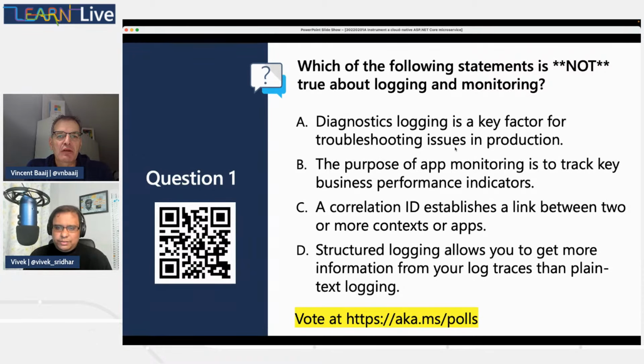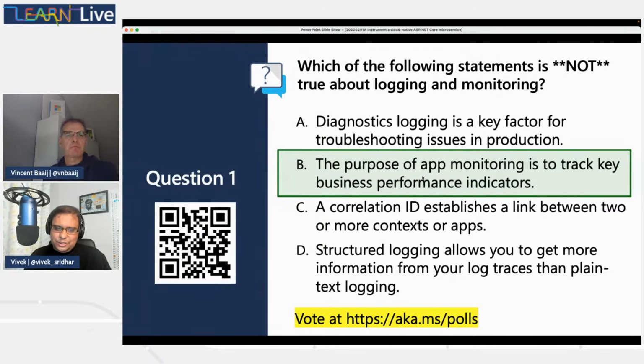In fact, if you see this, there is a correlation ID, a link between two or more contexts. Yes, we need it. And there is structured logging. We did discuss it. And obviously, troubleshooting issues is part of it. And definitely it's not a business performance indicator, right? So you're not really doing anything with respect to business here. So that's the right answer as well.